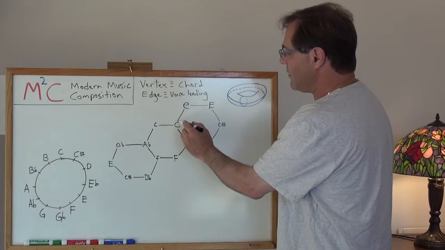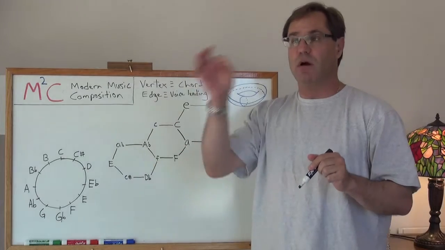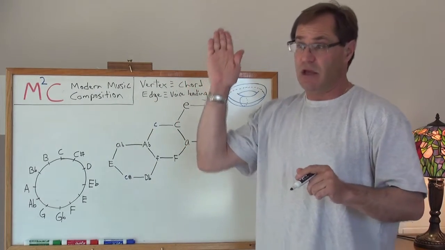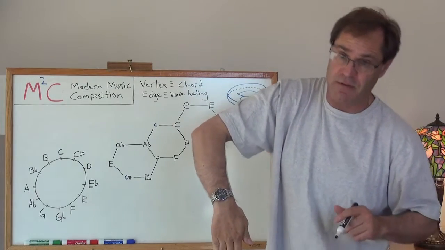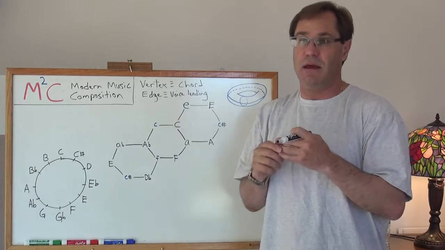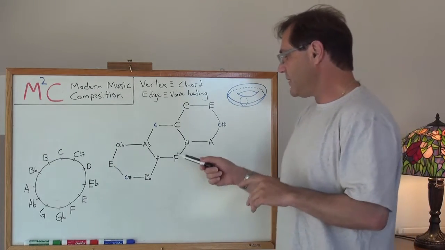Now the edges are the voice leadings. Before, the edges were connecting those notes into a triad, and then for your voice leadings, you were folding over given whatever operation you were going to do, whether it be a P, an R, or an L operation.